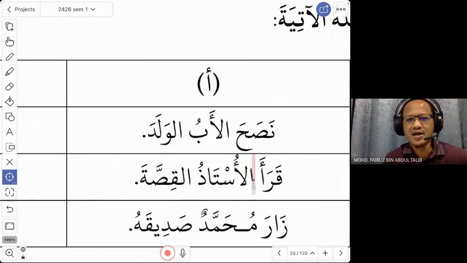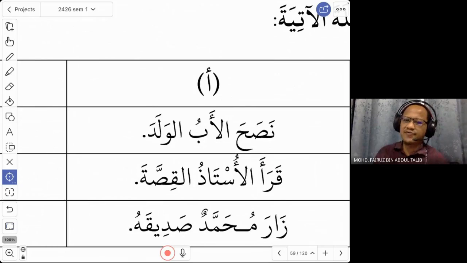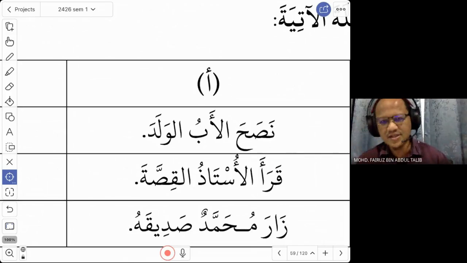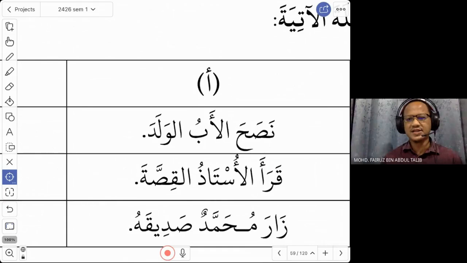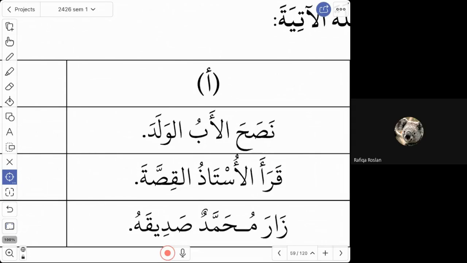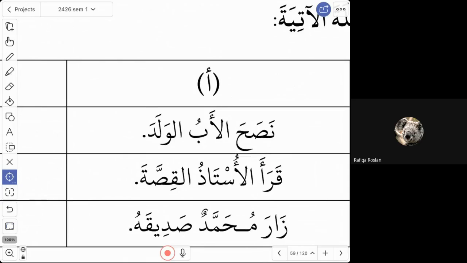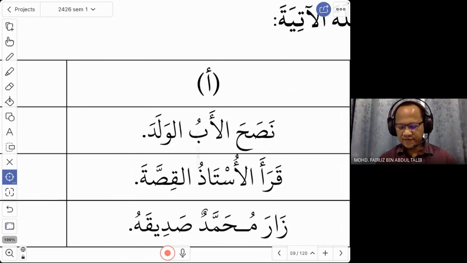What is nasaha? This is a verb. Nasaha is fi'il madi. Yes, Safwan. Is it advice? Advice, yes, correct. So this is the verb, advice. Nasaha, and the fi'il mudari is yansahu. Who advised? Who is the fa'il? The father is the fa'il.